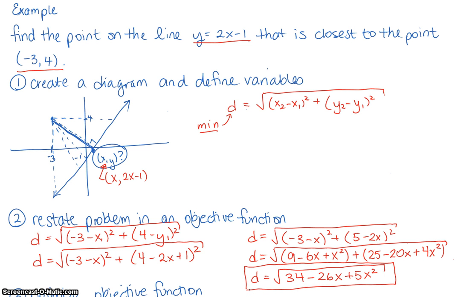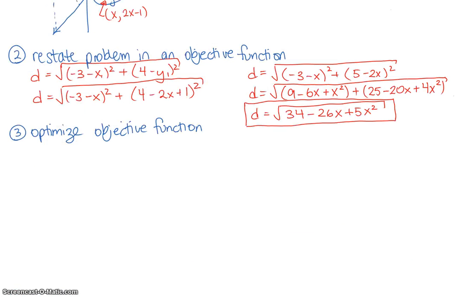From this point here, we now have to actually find the minimum or the maximum. In this case, we're looking for a minimum. We want to get the shortest distance. So in order to do that, we have to take the derivative. If we take the derivative of the distance, we have to use our chain rule, since we have an overarching function of a square root. So 1 over 2 with the square root of the entire thing inside there still, 34 minus 26x plus 5x squared, multiplied by the derivative of what's inside, which in this case is negative 26 plus 10x.